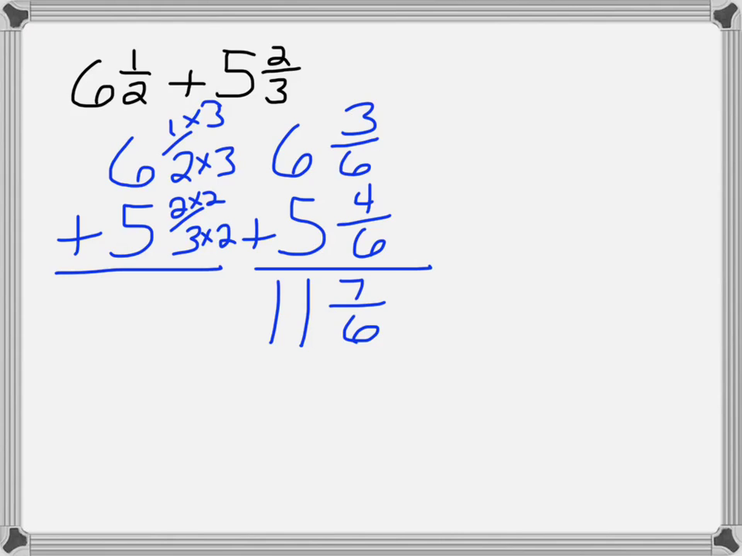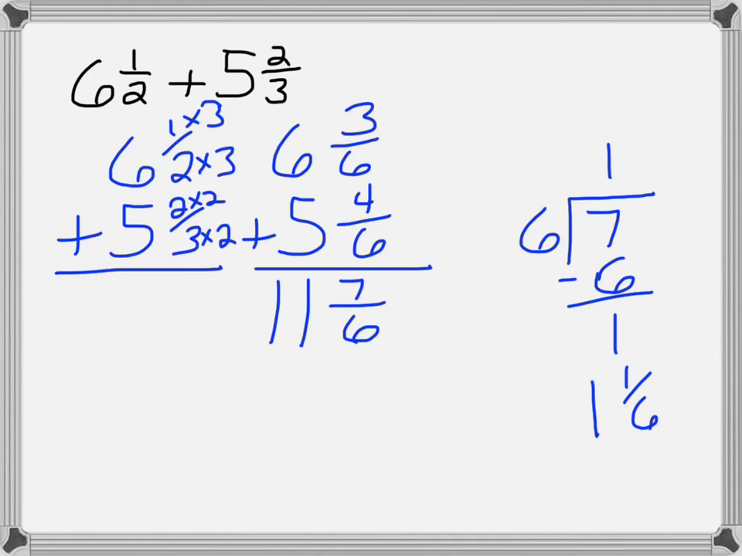It won't always be. But when it is, you need to change it to mixed. 7 divided by 6. 6 goes into 7 one time. Multiply. So 1 and 1/6 is what 7/6 is equal to. So I have my 11 plus 1 and 1/6, which would be 12 and 1/6.